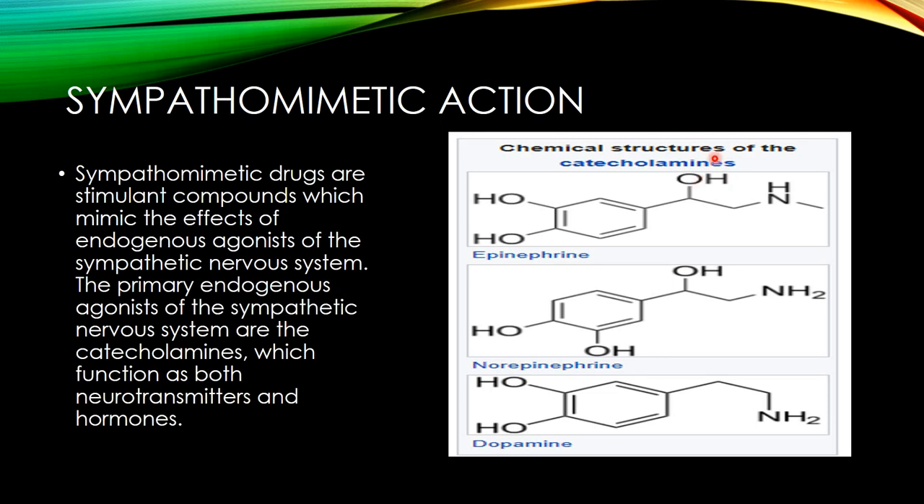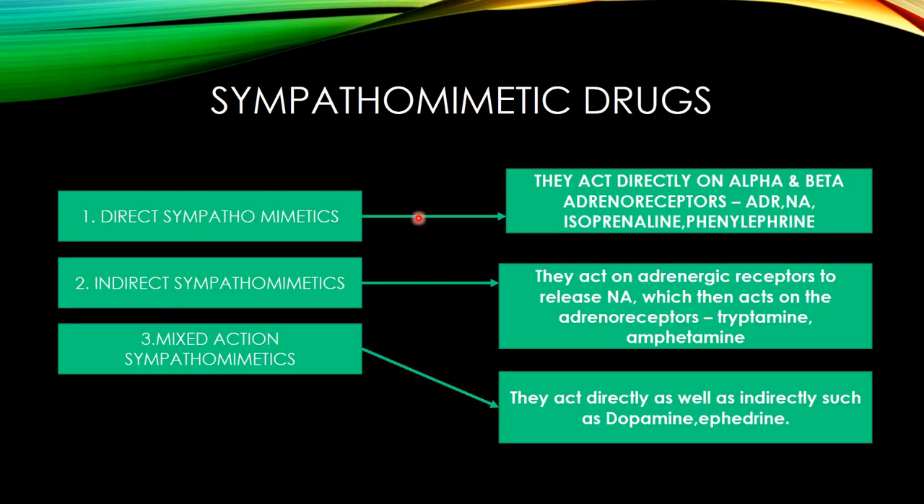On the right hand side, I have provided you with some structures of these catecholamines so that you can see and remember how these catecholamines are structured. So first is epinephrine, that is adrenaline, norepinephrine or noradrenaline, and dopamine. So epinephrine and norepinephrine are the other names of adrenaline and noradrenaline. Next are the sympathomimetic drugs, with certain examples I have shown here.